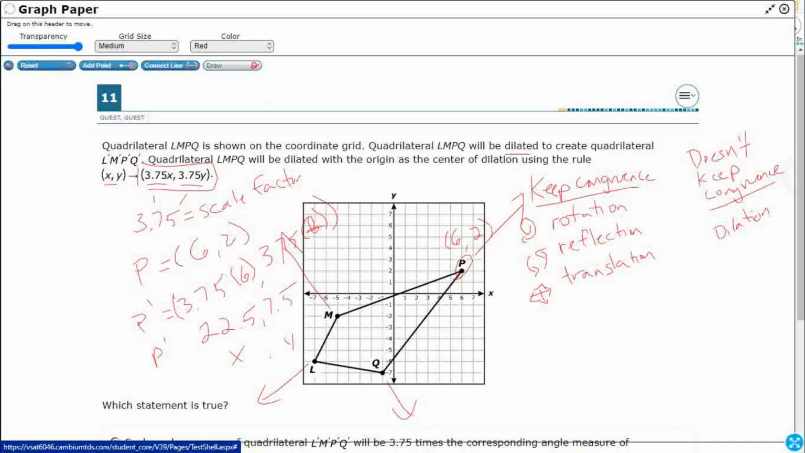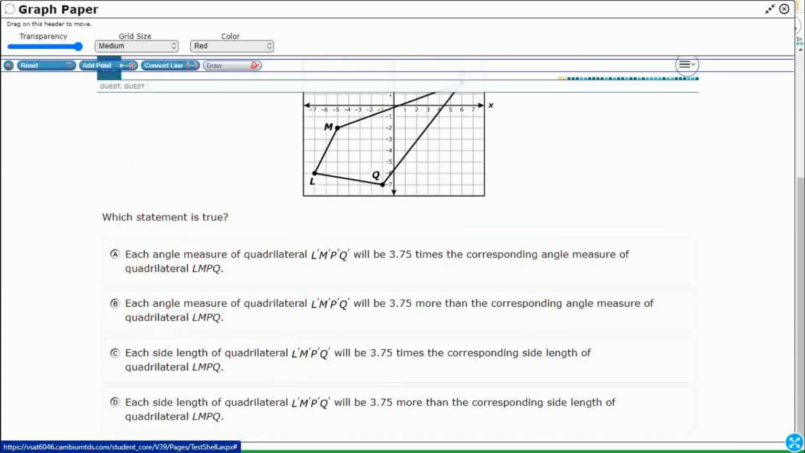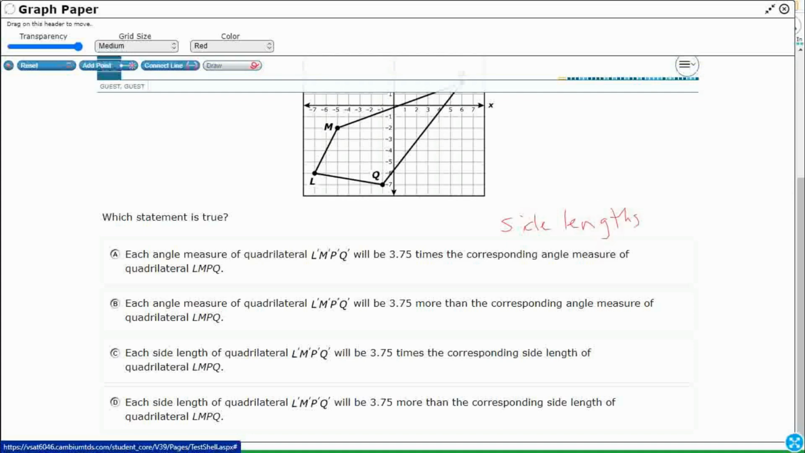So knowing all of that, let's look at our answer choices here. Okay, so the angle measure of the quadrilateral will be 3.75 times the corresponding angle measure. Well, when we dilate something, we mess with the side lengths. Even though it's going to be 3.75 times bigger, the angle measures always stay the same. Right? A small square and a huge square still have 90-degree angles, so it's not this one.